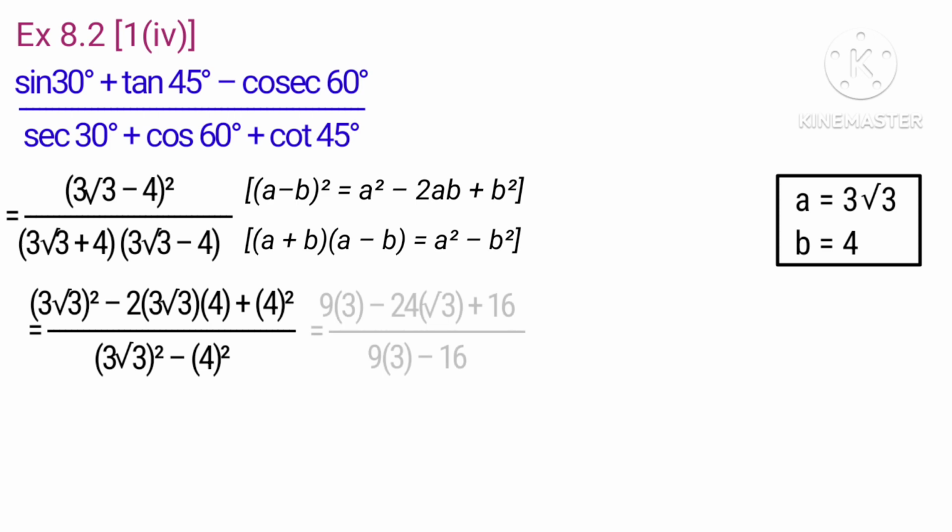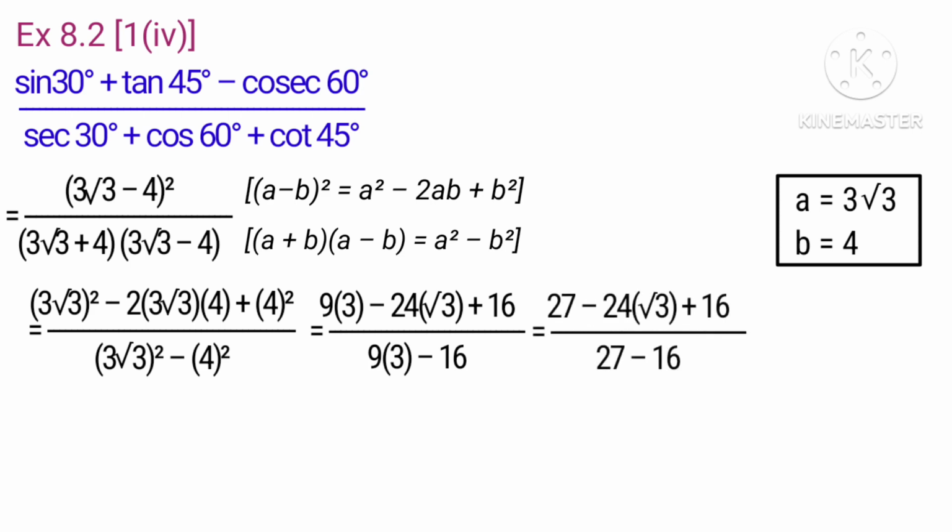If we do the multiplication, we'll get 3 into 3, that is 9, and square root of 3 into square root of 3, that is 3. Minus 2 into 3 into 4, that is 24 into square root of 3, plus 4 square is 16. Divided by 3 square is 9 and square root of 3 square is 3, minus 4 square is 16. So when we do the multiplication, we'll get 27 minus 24 into square root of 3 plus 16, divided by 27 minus 16.